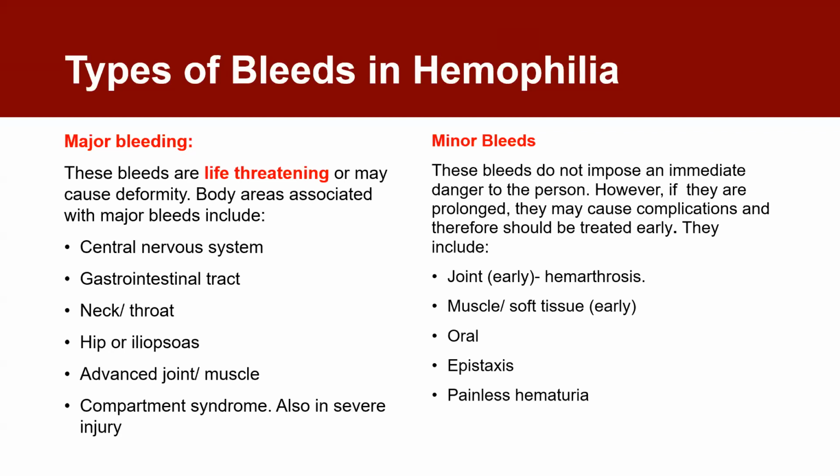Minor bleeds do not impose an immediate danger to our patient. However, if they're prolonged, they may cause complications and therefore should be treated early. They include joints, mostly. These are actually one of the commonest sites of bleeding. Joints, so you get early hemarthroses, muscles or soft tissues, the oral cavity, nose bleeding, painless hematurias.